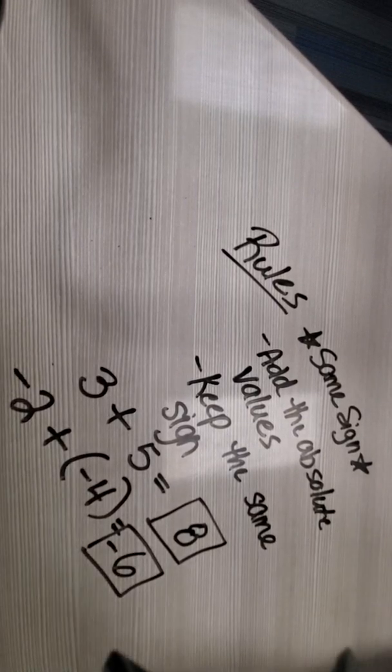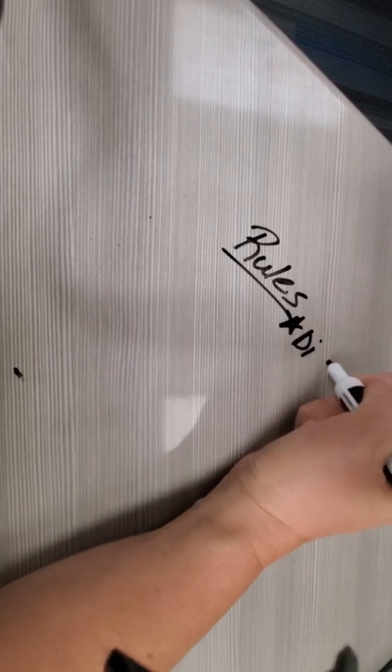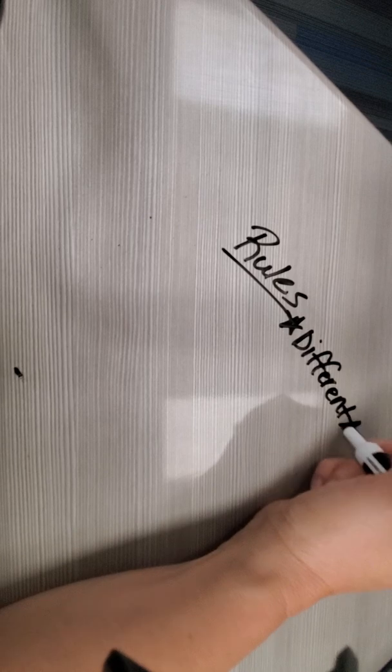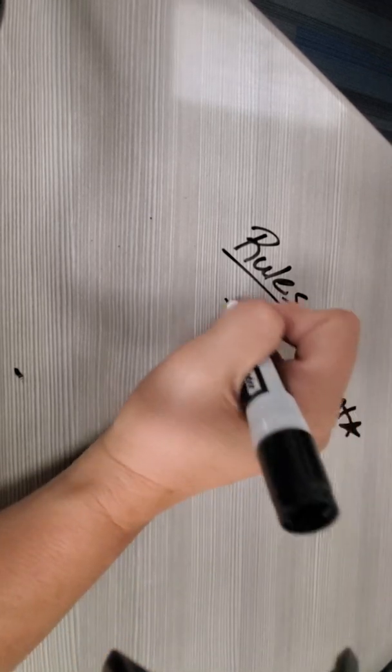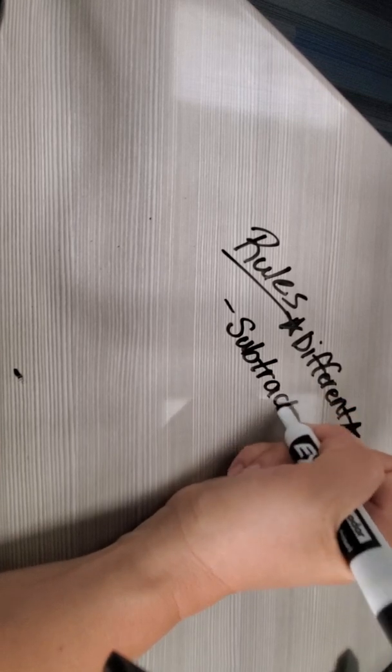All right, let's talk about what would happen if you had different signs, okay? Different signs. Now this rule is not quite as easy. Different signs. The first thing that you would want to do is subtract the absolute values.